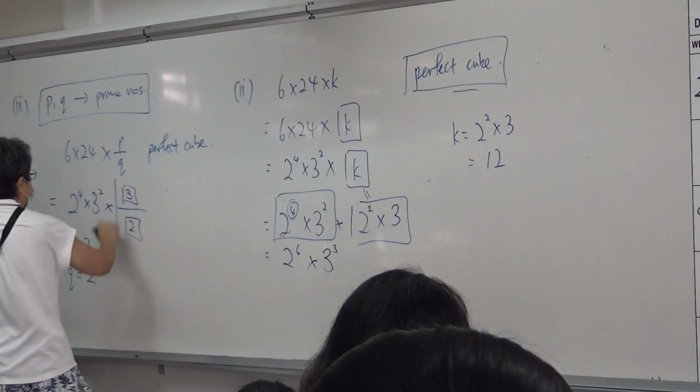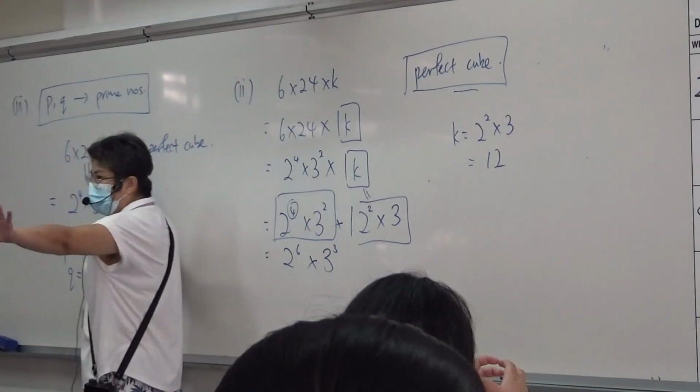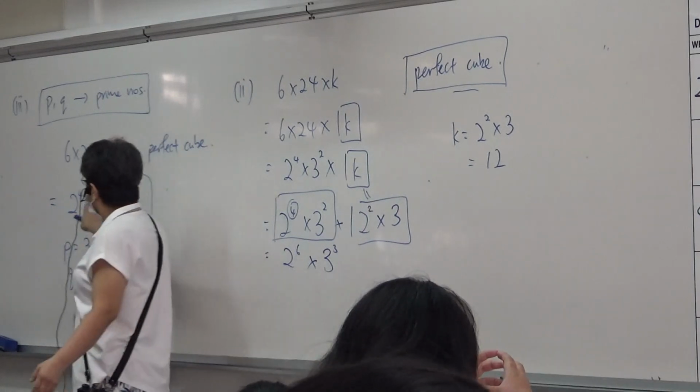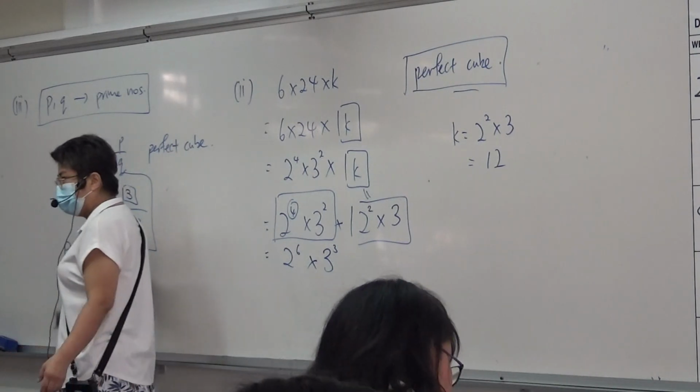Because this is what we are supposed to find. This is equivalent, right? Don't explain first. Let me explain. If you keep asking, I cannot explain. Do you agree 6 times 24 is 2 to the power of 3 times 3 squared?